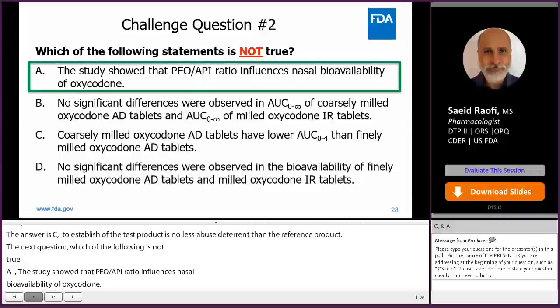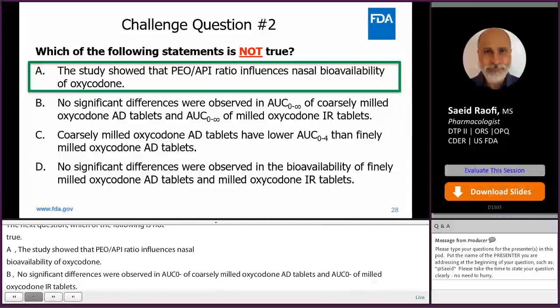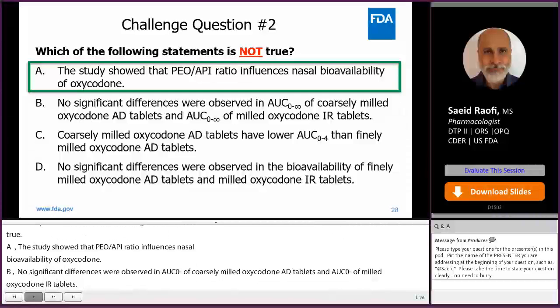The correct answer is A. The study showed that the polymer to active ingredient ratio influences nasal bioavailability of oxycodone. This is not a true statement. As you remember, we showed that the ratio did not matter in terms of bioavailability.